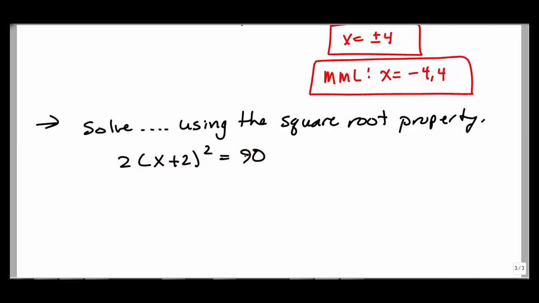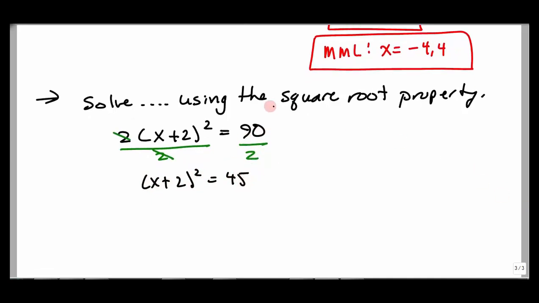So here I'm going to do the same thing. I have single terms on either side, so I'm going to isolate my quadratic by dividing through by 2. 2's cancel. And I have x plus 2 quantity squared equals 90 divided by 2 is 45. Okay, this has to use the square root property, so that's what I'll do next.